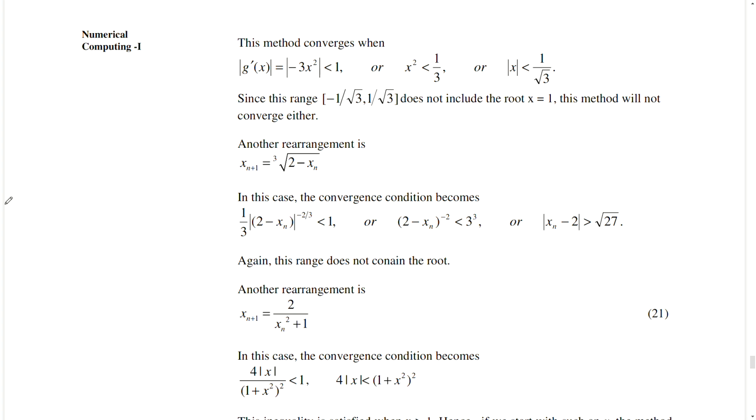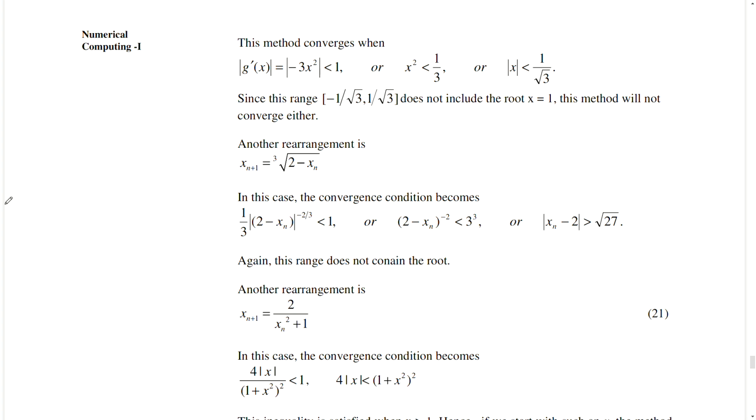The next rearrangement is xn+1 = cube root of (2 - xn). In this case, the convergence condition becomes (1/3)|2 - xn|^(-2/3) < 1, or |2 - xn|^(-2) < 3^3, or |xn - 2| > 1/root 27. Again, this range does not contain the root.